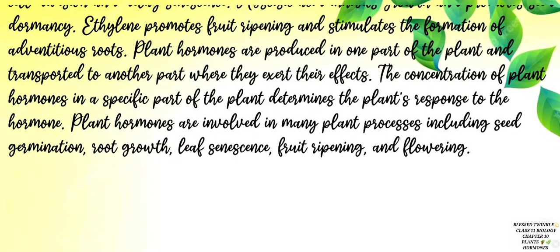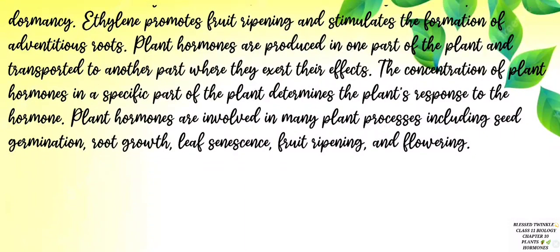Plant hormones are produced in one part of the plant and are transported to another part where they exert their effects. The concentration of the plant hormone in a specific part of the plant determines the plant's response to the hormone. Plant hormones are involved in many plant processes, including seed germination, root growth, leaf senescence, fruit ripening, and flowering.